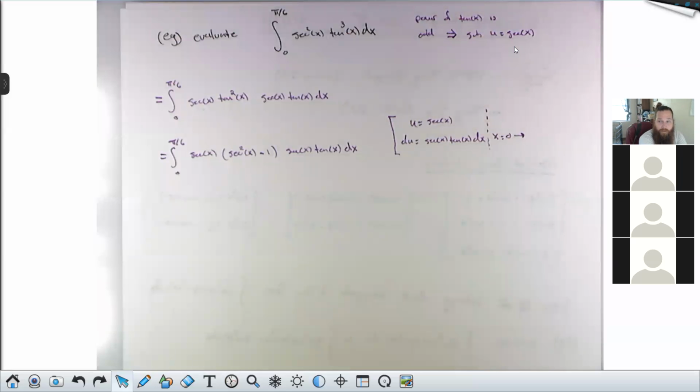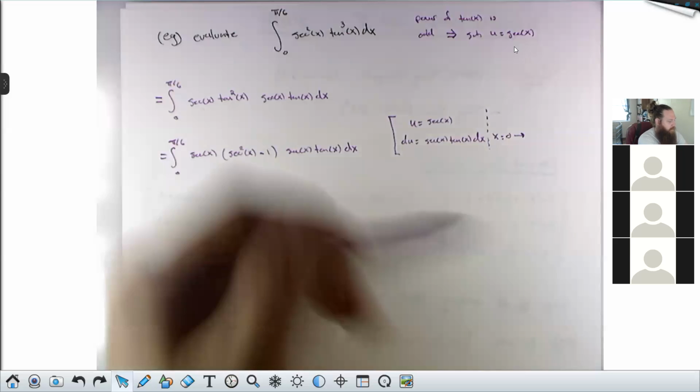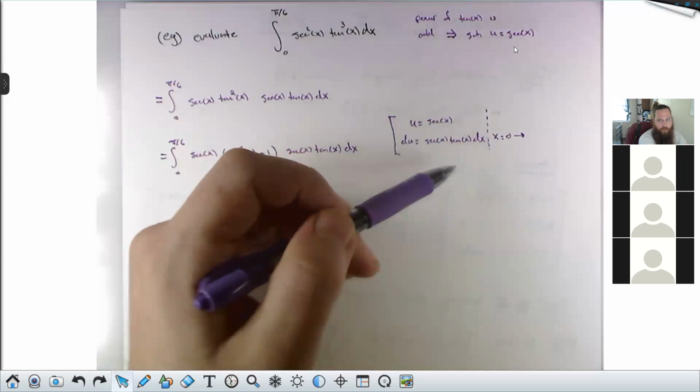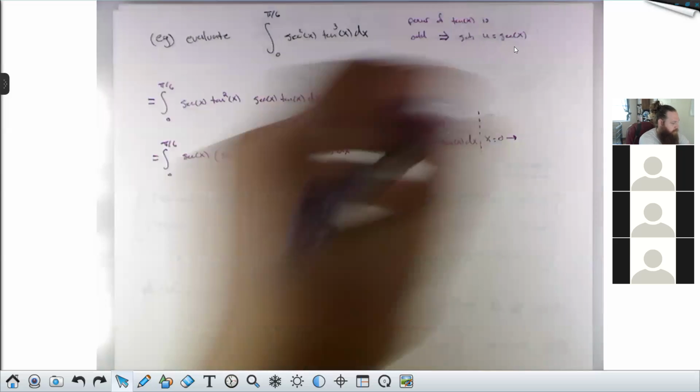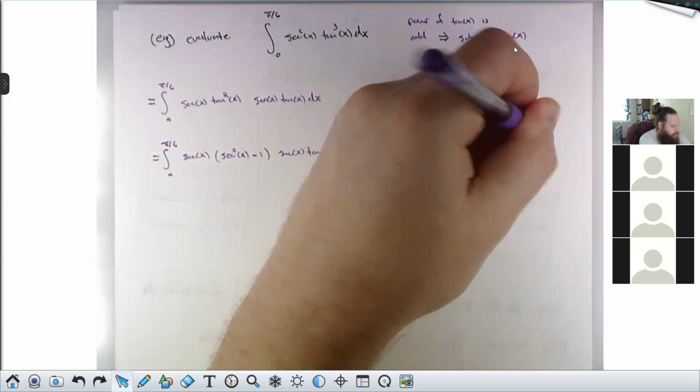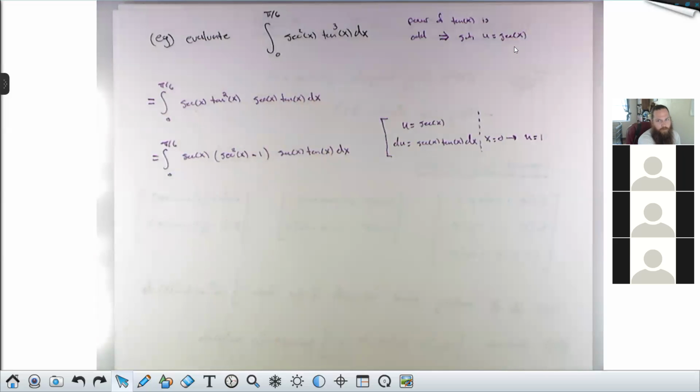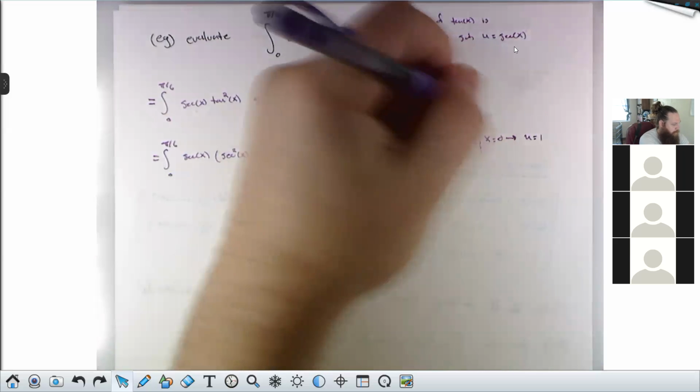Is it 1? It is, yeah, it's 1, right? Secant of 0 is 1 over cosine of 0. Cosine of 0 is 1. 1 over 1 is 1. So when x is 0, u is equal to 1. My new lower bound will be 1.